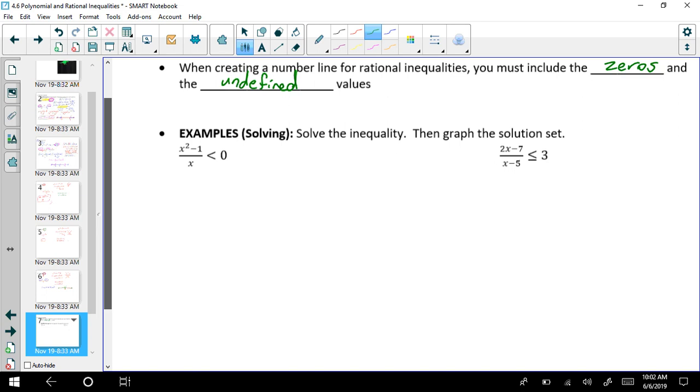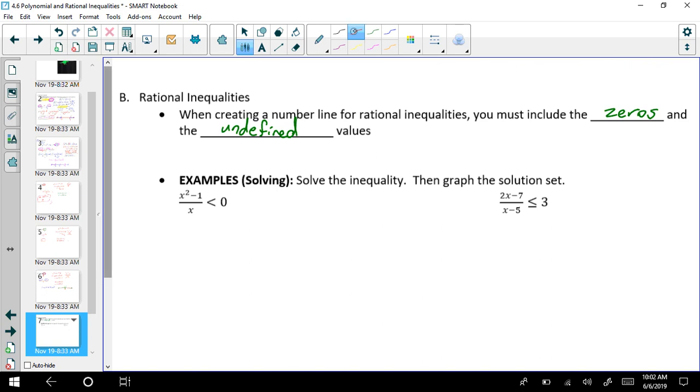So we're going to do the exact same thing we were just doing. So this first guy here, let's first figure out the undefined values. What would cause me issues? So if I said, what would make the bottom 0? What number would I have to throw out? Well, if you're not sure, let's set the denominator equal to 0, just like we've done many times before. And it's already solved. So I do not want x to be 0. We're going to come back to that in a moment.